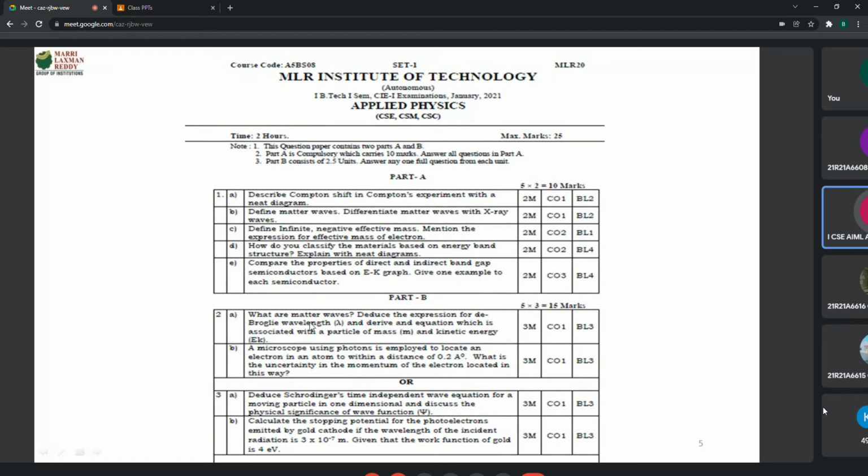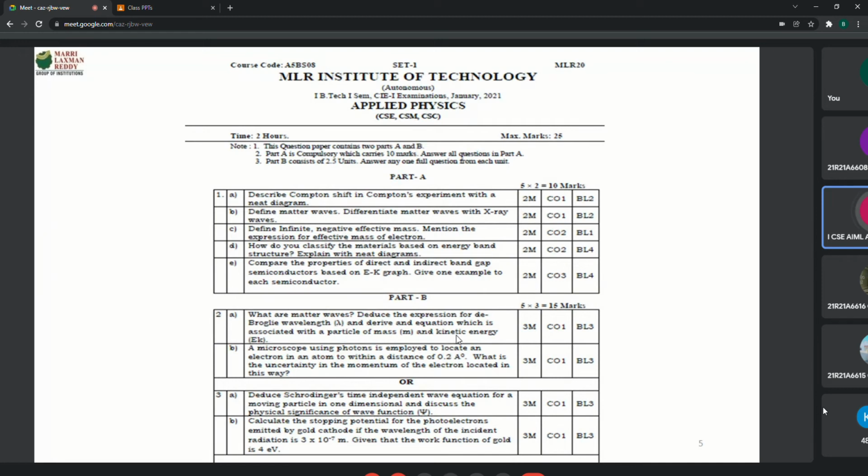Now you see here: matter waves. Explain about matter waves, and deduce, deduce meaning derive, the expression for the de Broglie wavelength, lambda equal to h by mv, and derive the equation associated with a particle of mass m and its kinetic energy Ek. Where is it going to be seen? That equation, lambda equal to h by square root of 2m Ek. I think it is case 2.